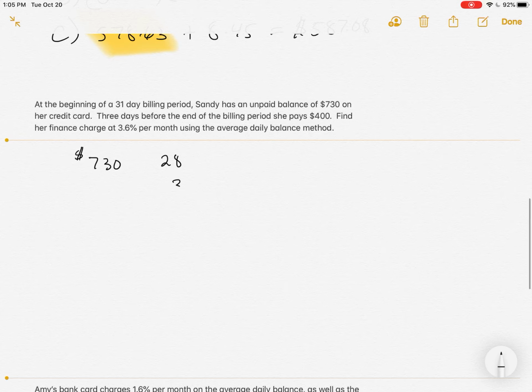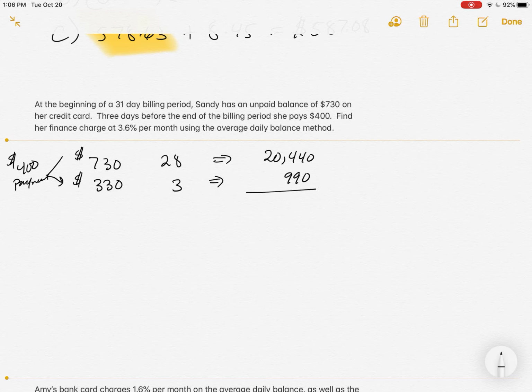Because 3 days before the billing cycle, she makes a payment of $400, which brings her balance down to $300. So this is the $400 payment that they say happened. And so for the last 3 days of the billing cycle, it's $330. Well, we're going to do the same thing that we did above. We're going to take $730 times 28 and come up with $20,440. 3 times $330, come up with $990 for a grand total of $21,430, right? If you took what was on the card every day and added it up, that's what you'd have.